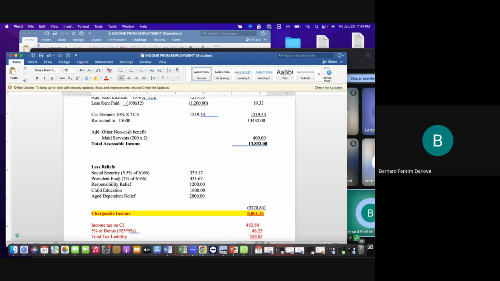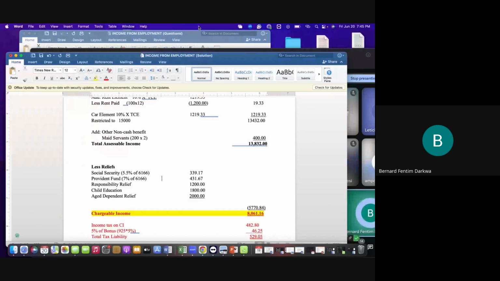Then he's married, so marriage relief is 1,200. He has 10 children, but only 3 are we going to consider. One is 600, so 600 times 3 is 1,800. Then taking care of aged dependents. So you list all of them. These are the reliefs as per this question. Disability relief is not there, children's relief is not there. We talk about so many reliefs, but not all of them are here. If it's not there, you don't bring it. You bring only those that are there. So that's how we do it.